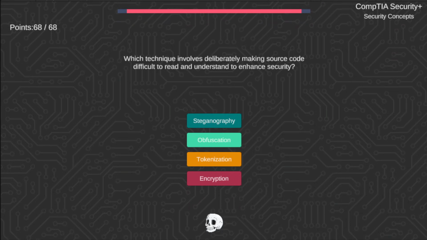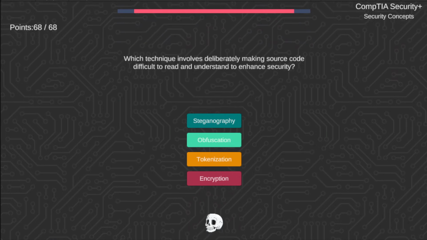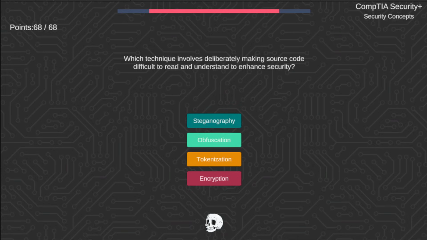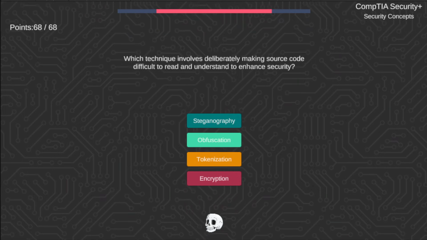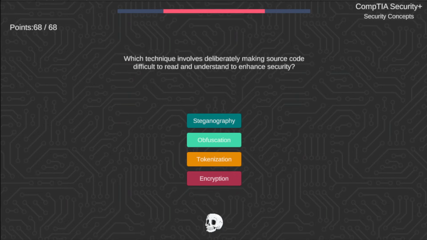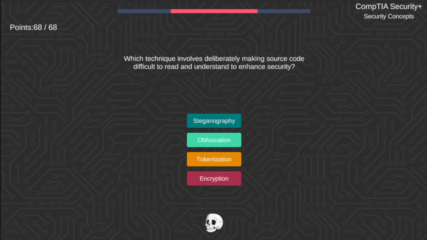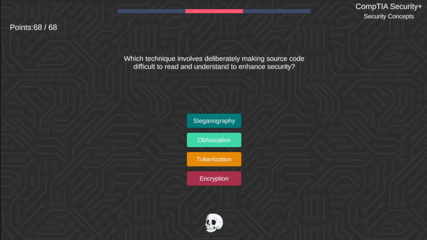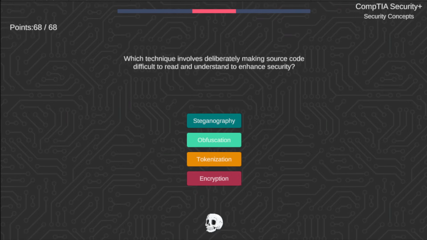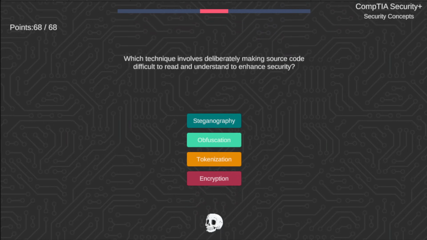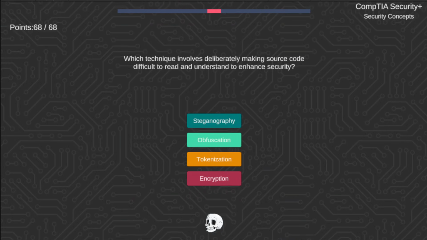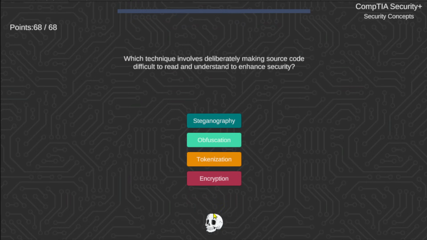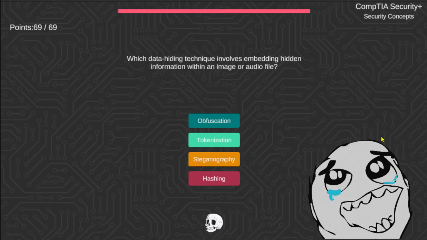Which technique involves deliberately making source code difficult to read and understand to enhance security? Stenography, obfuscation, tokenization, or encryption? Deliberately making source code difficult to read and understand to enhance security. I believe that technique is to hire bad developers. Ironically enough, as I can't even get the code in my own application working correctly, apparently. So the correct answer is obfuscation.